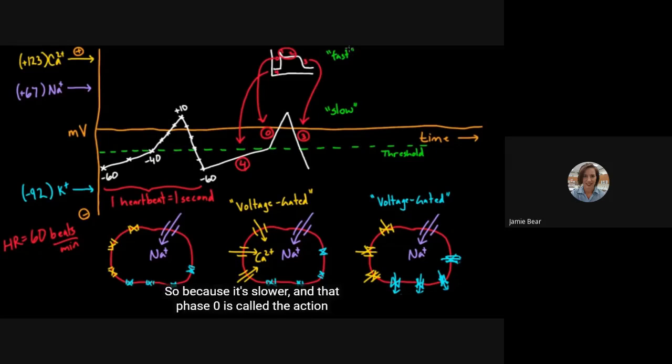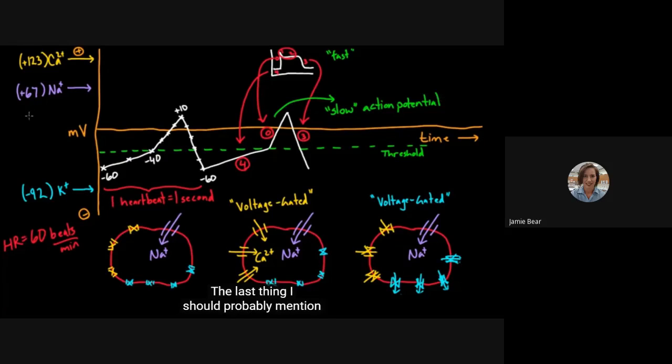So because it's slower, and that phase 0 is called the action potential, this is a slower action potential. And the other one is considered a faster action potential. So sometimes you might hear that term, the slow action potential cells, or something like that, and they're referring to the pacemaker cells when they say that.